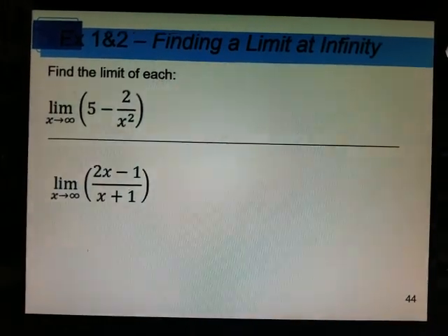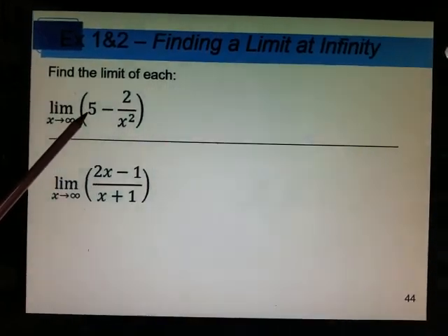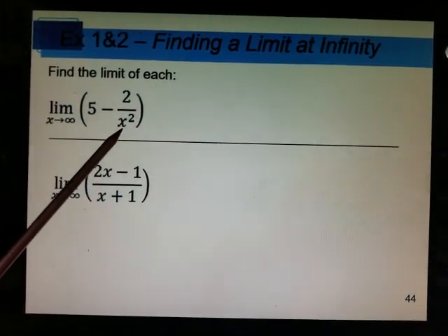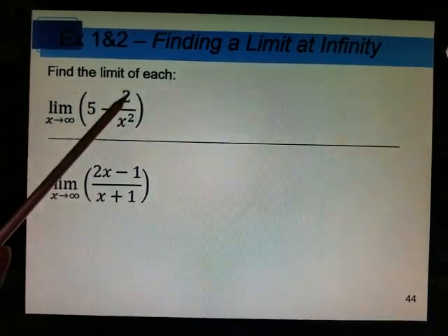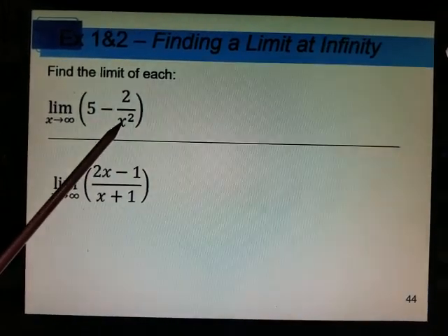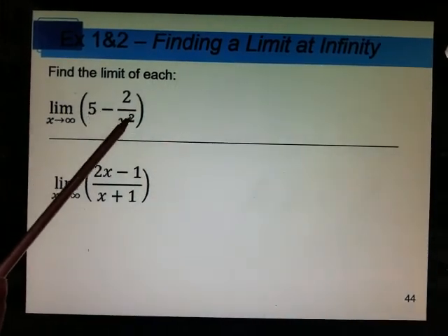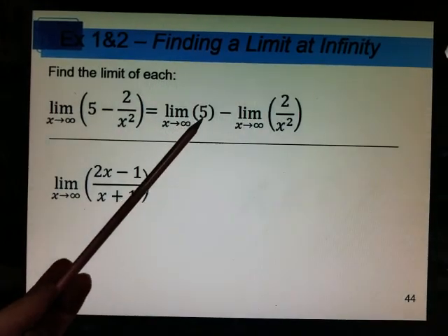So we want the limit as x goes to infinity. So this would be 5. No matter how big x gets, that's always 5. And this says minus 2 divided by a huge number squared. So let's say 2 divided by 1,000,000 squared. See, 2 divided by 1,000,000 squared would be super small, so small that that'd be close to 0. Therefore, 5 minus 0 would be 5. So the limit as x goes to infinity of 5 is 5.